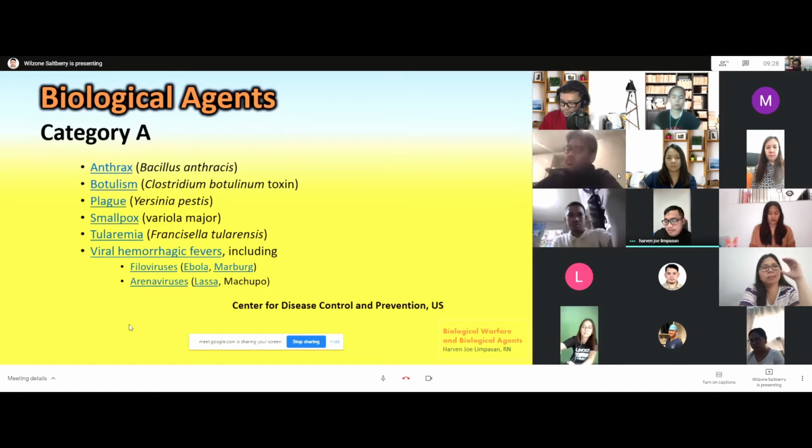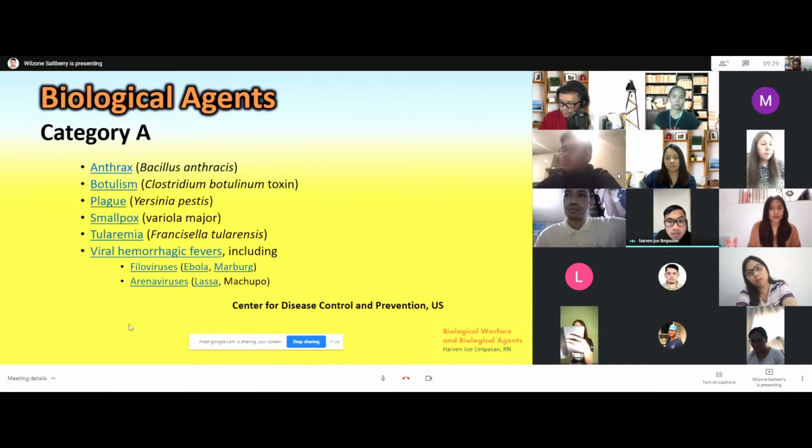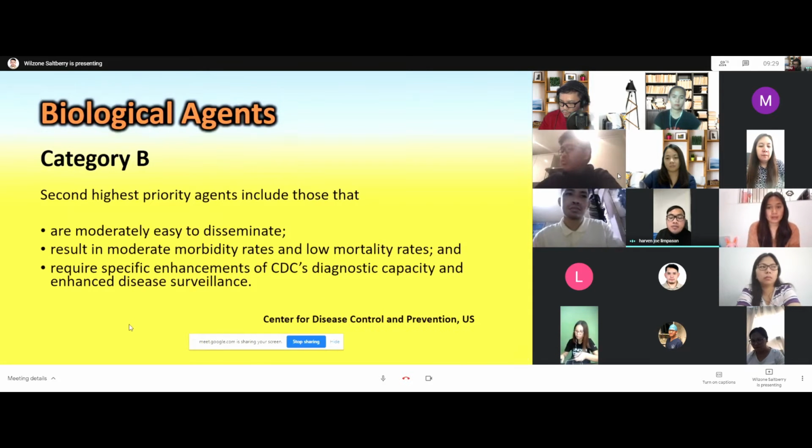So these are the examples of biological agents in category A. Anthrax, botulism, smallpox, tularemia, viral hemorrhagic fevers, such as Ebola, Marburg, Lassa, and Machupo virus.